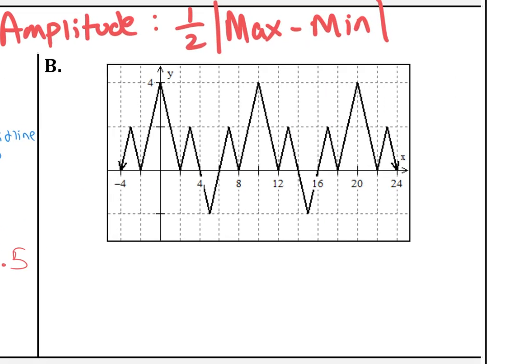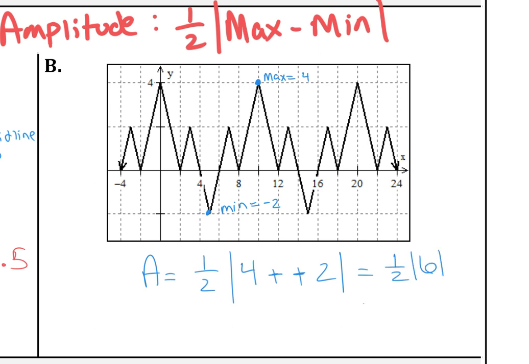So if we look over here at this function, this one's got a little bit more complexity to it. But again, just identify the max value, which for us is 4. And then down here, the min, let's see what it's scaled at, 2. So that min is -2. So now again, the amplitude is 1/2 the absolute value of max minus min. So it's 4 minus a -2. That's 1/2 of the absolute value of 6. We have an amplitude of 3.